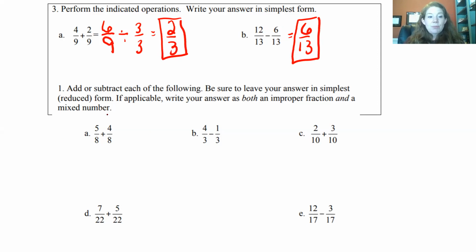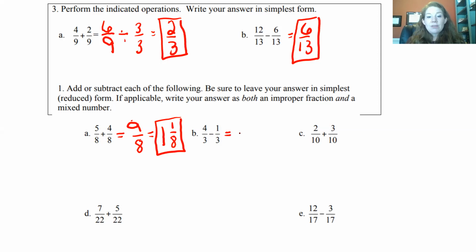Number 1, under your practice problems, you have a denominator of 8. 5 plus 4 is 9. That's improper. 9. Now 8 goes into 9 one time with a remainder of 1 over 8. So 1 1/8 is your final answer.